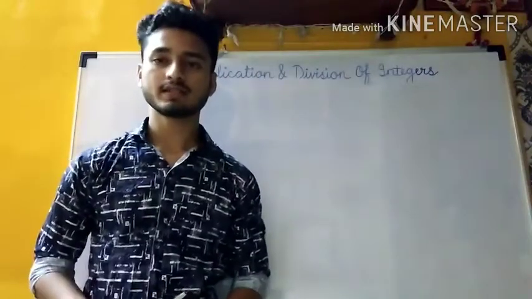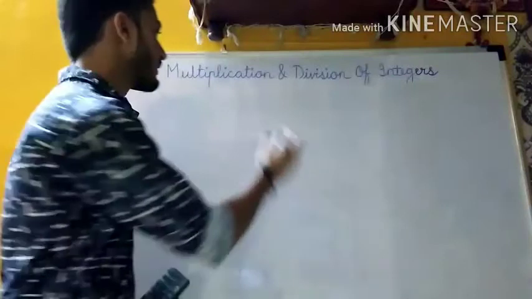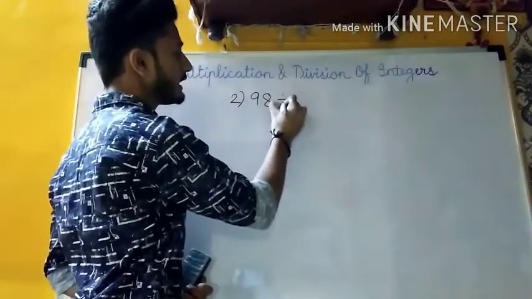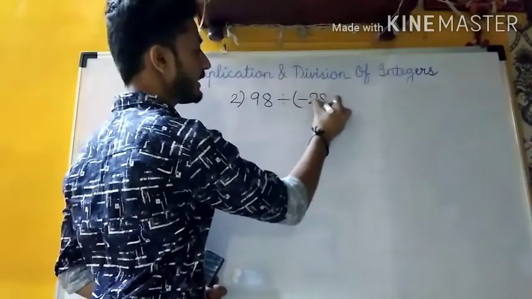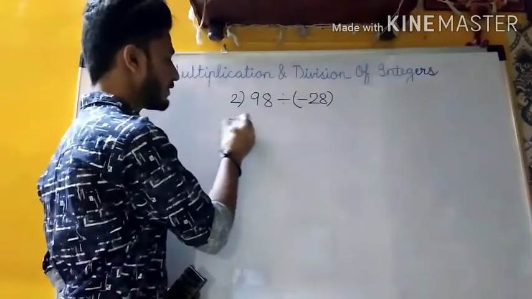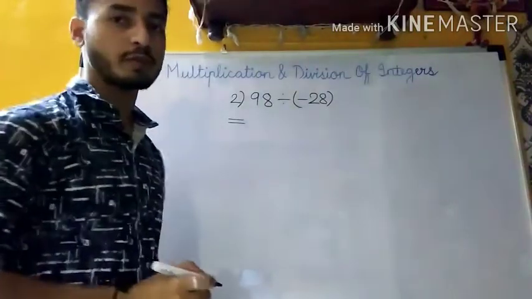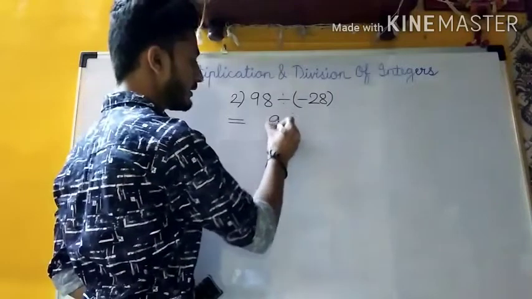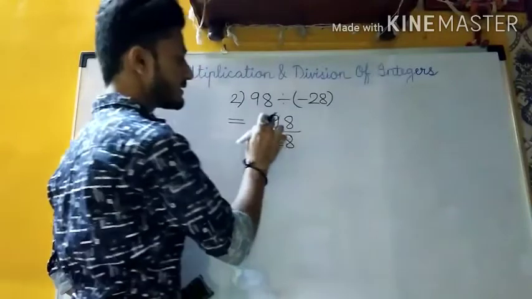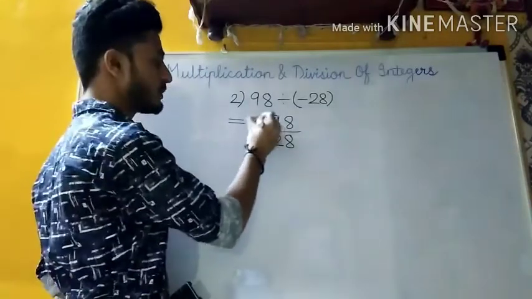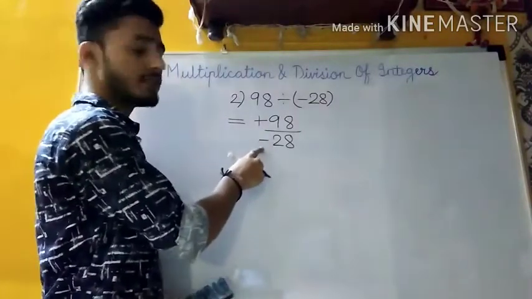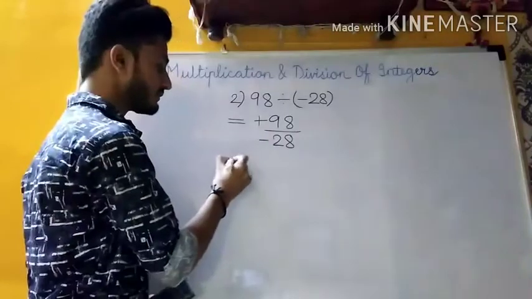Now the next question, that is the second question, is 98 divided by minus 28. Okay, so this is your question. The first step is that you will write it in the form of numerator upon denominator. So it will be 98 upon minus 28. Since 98 is not having any sign, we'll assume it is positive. So one is plus and other is minus. So here we'll use formula number 3.